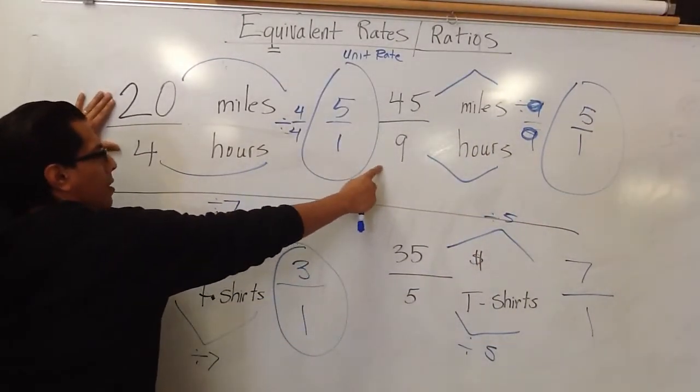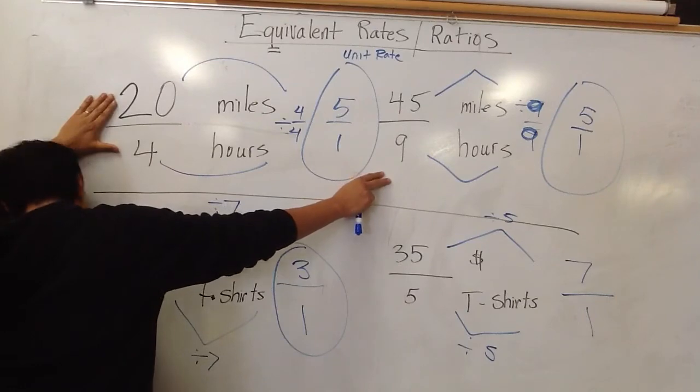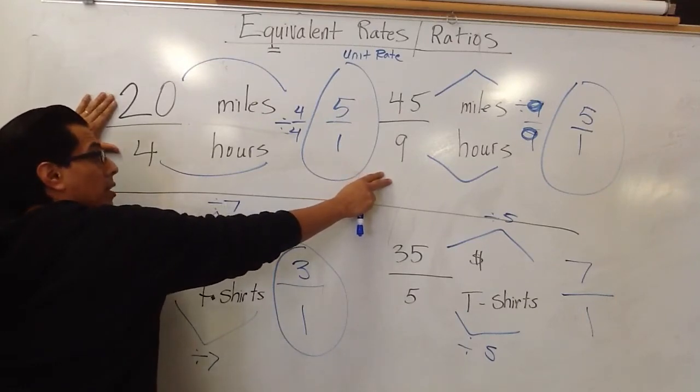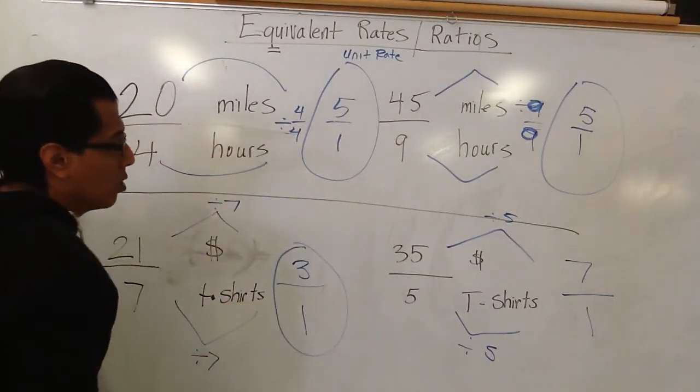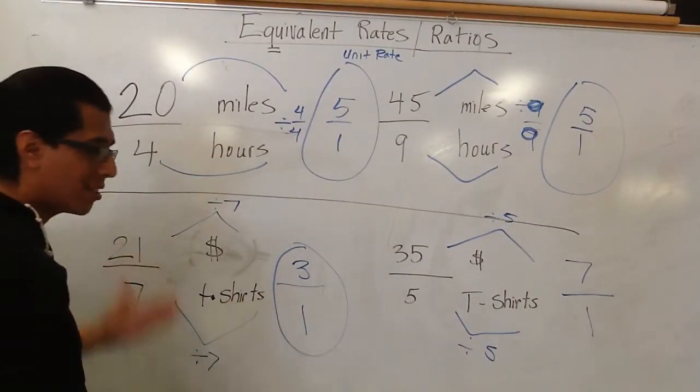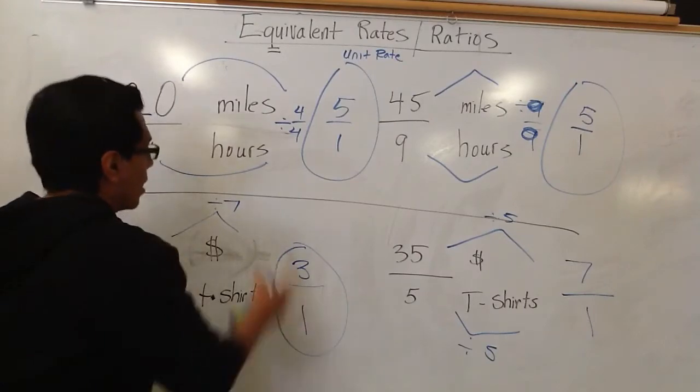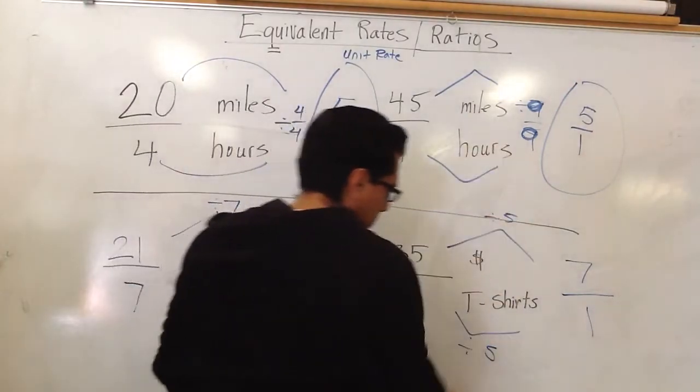24ths and 45/9, those look different. But we have to get it down to 1. At least in these examples, that's the strategy we use to really compare them. Otherwise, you're just guessing. And as we know, guessing doesn't work in math.